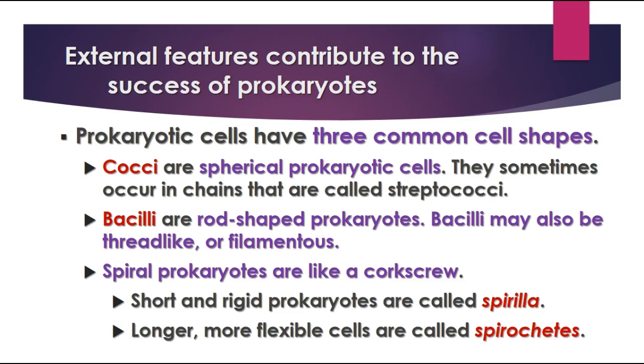There are 3 common cell shapes that you find in prokaryotes. The cocci are the spherical ones. These are round ones. Sometimes they occur in chains. These are called streptococci, and yes, that's where strep gets its name. Some are in clusters called staphylo, which is where staph gets its name. Bacilli are rod-shaped prokaryotes, and they can also be thread-like or filamentous. And then the spiral prokaryotes are like a corkscrew. The ones that are short and rigid, as well as being spiraled, are called spirilla, and the ones that are longer and more flexible are called spirochetes.